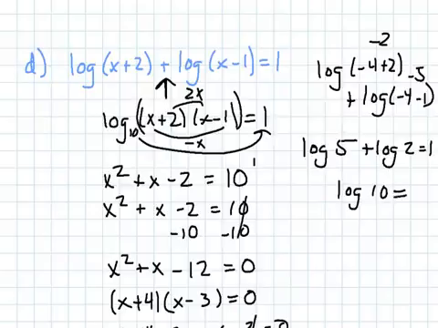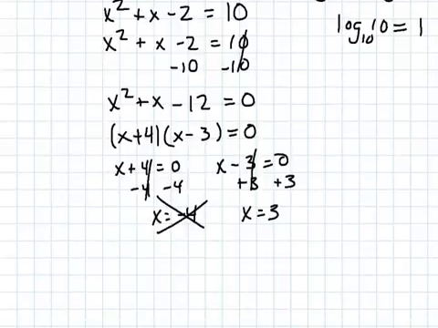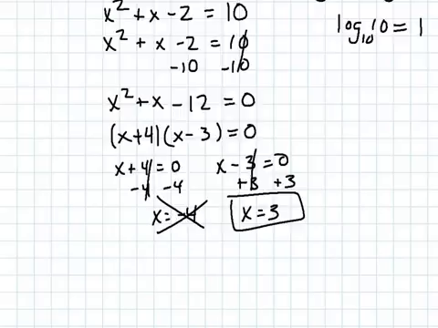So then that would give me log of 10 when I put the product property together, so 5 times 2. And then if you change base over, it would be 10 equals 10 to the first, which is 10. Okay, so then x equals 3 is a viable option. Sometimes you have to check your answers to see if you're correct.